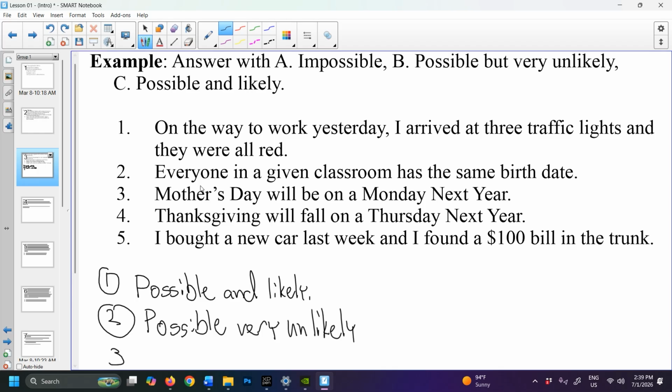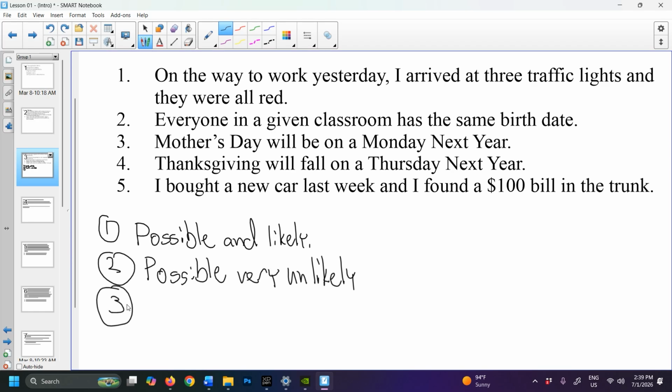Statement 3. Mother's Day will be on a Monday next year. Now, Mother's Day is based on a definition. Mother's Day is always on a Sunday in May. Therefore, it can't be on Monday. Therefore, it is impossible.